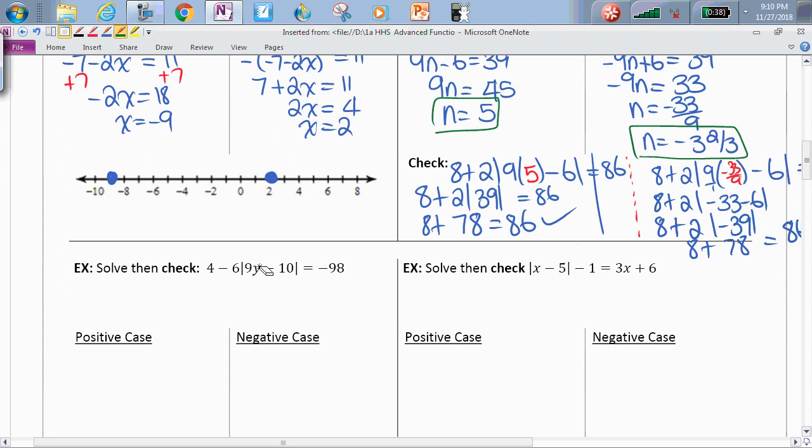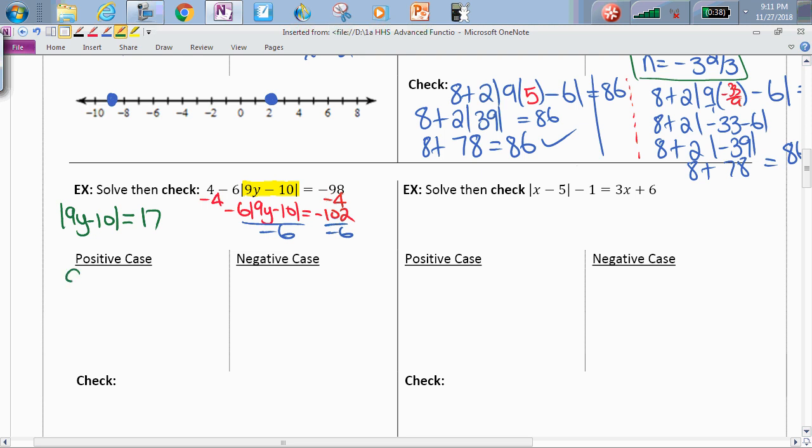Again, our job is to isolate this absolute value right here. So we want to get rid of this 4 first, so we subtract it from both sides. So we get negative 6 times the absolute value of 9y minus 10 equals negative 102. We're then going to divide both sides by negative 6. And we get left with the absolute value of 9y minus 10 equals 17.